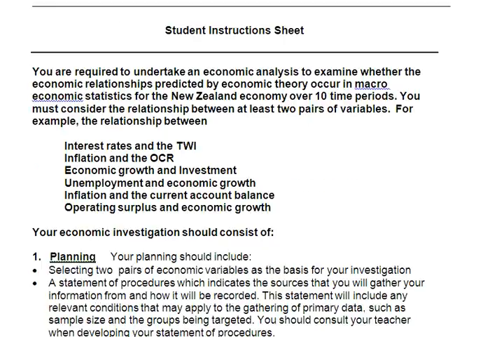So let's look at the basis on what you have to use as the foundation, if you like, for your research. You've got to take 2 pairs of variables from the list. So the list there: interest rates and the TWI, which of course is the trade weighted index; inflation and the OCR, the official cash rate; economic growth and investment; unemployment; economic growth, inflation and the current account balance; and the operating surplus and economic growth. Obviously the operating surplus is the government's budget.